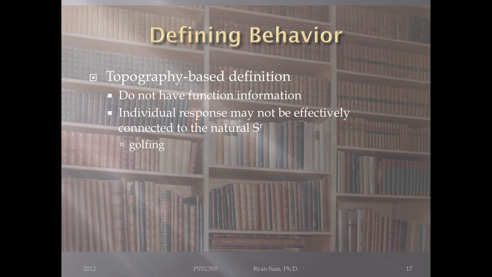Oftentimes, depending on how the behavior looks, just this particular response may not be effectively connected to a natural reinforcer. Golfing is a prime example of that. If you try to verbally define a golf swing, what you're going to find out is that no matter how accurate you are in your description, there's no guarantee that it's going to put you in touch with a reinforcer, because there's other stuff involved that you can't verbalize.